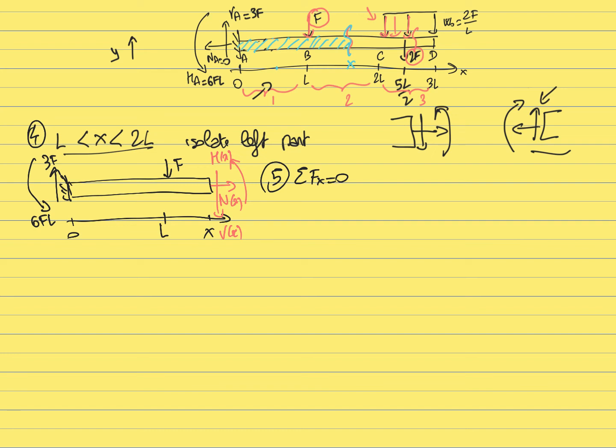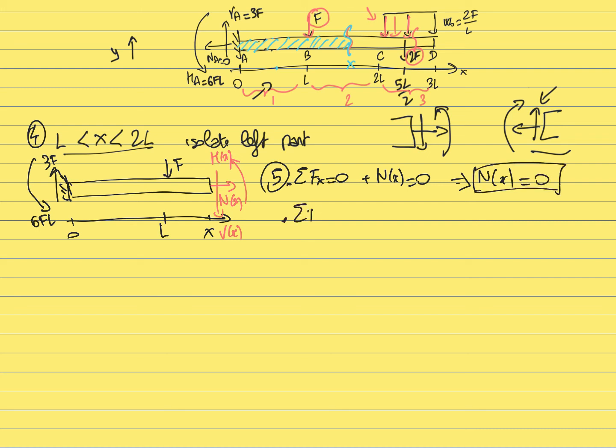Sum of the forces along x equals 0. Here in this case, there is only n of x, which has a positive projection, so it's pointing towards the positive x. So in this case, this force n of x is equal to 0.